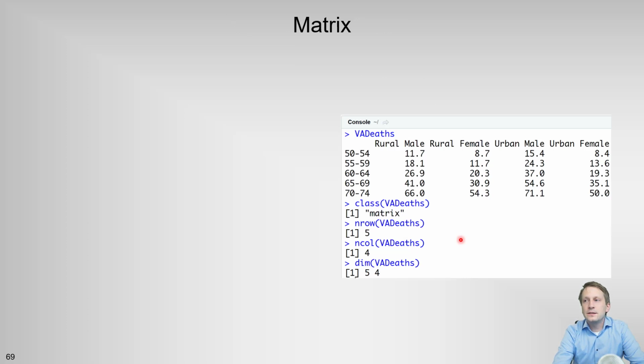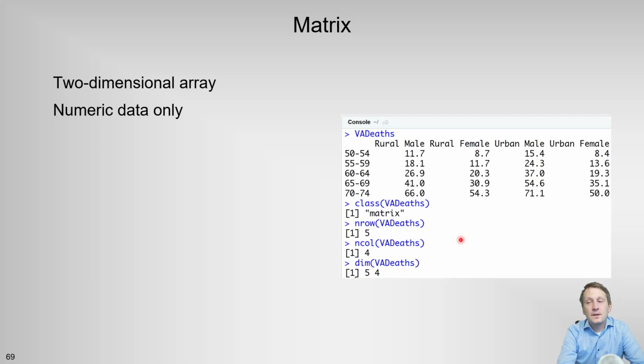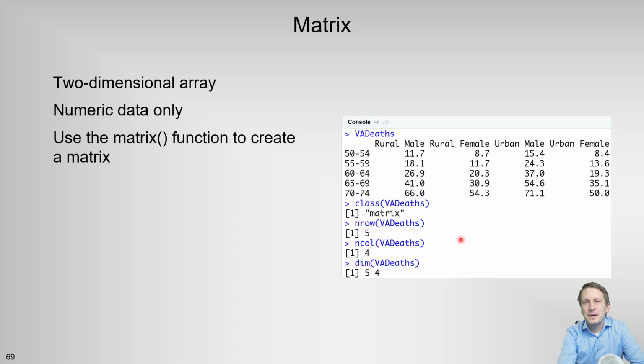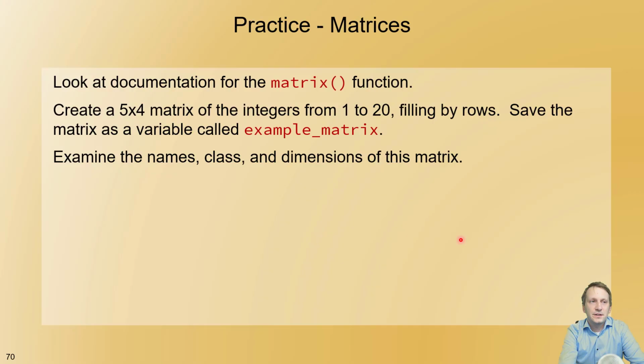Okay, so let's take a look at matrices. Of course, a matrix is a two-dimensional array. A matrix in R typically, well, always actually contains numeric data only, right? So you can't use it for something else, and you can't mix different types like integers and doubles. That's not possible. So you can use a matrix function to create a matrix, and of course you can also look up the help file for the matrix function.